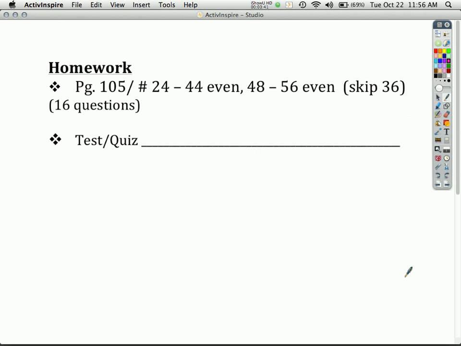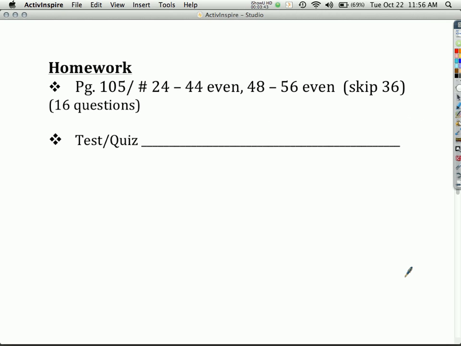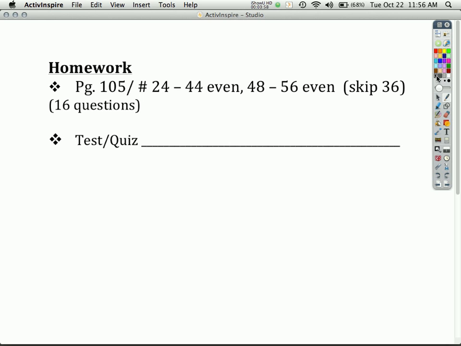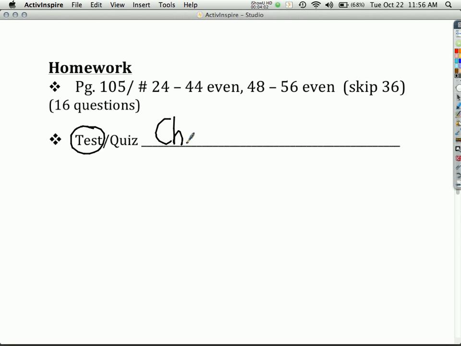Draw a line across your paper. Your homework is page 105. You're doing numbers 24 to 44 even and 48 to 56 even, and you're going to skip number 36. That works out to 16 questions. And you will have a test on chapter 2 next week.